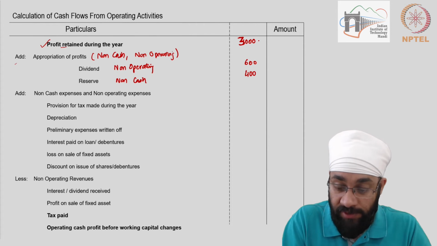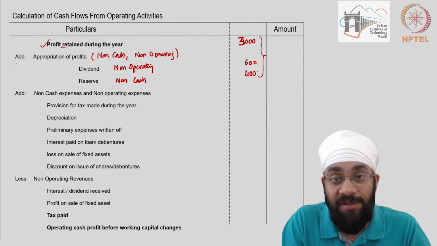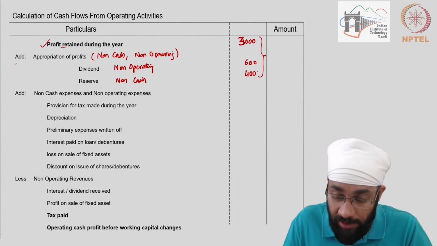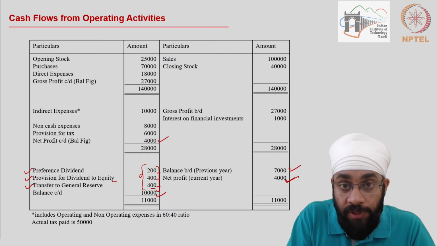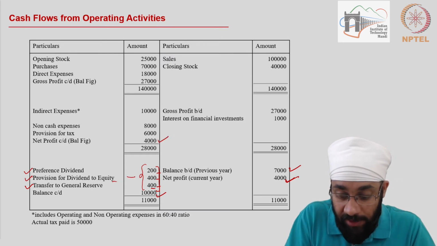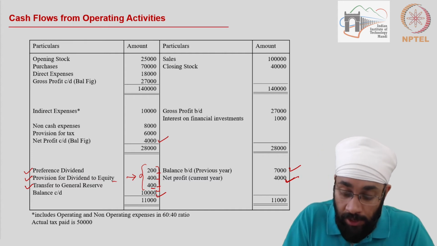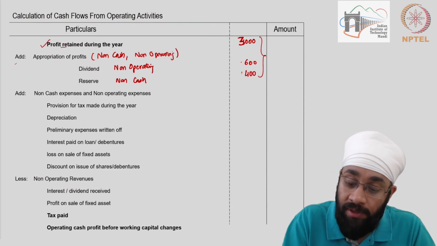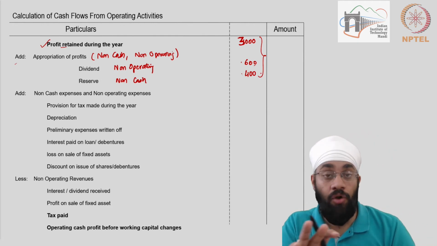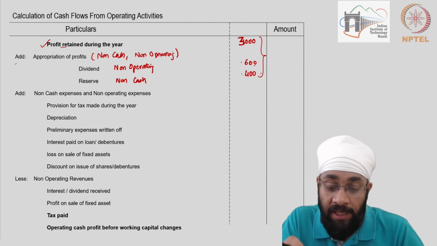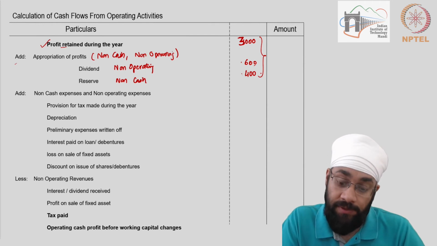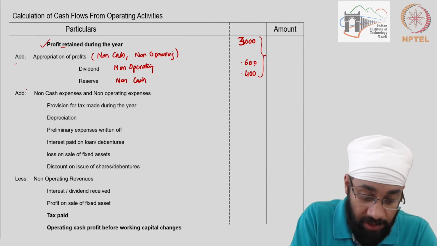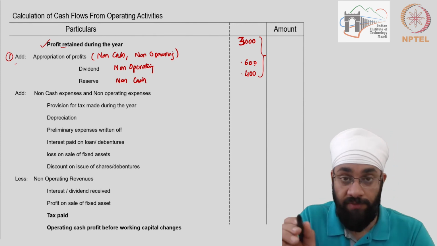So what do you get after this? You have 4,000. This is the amount of profit that you made during the year, correct? Out of the 4,000 you had appropriated 1,000. So we start with this 3,000 that finally was left with us, and then we add to it the two appropriations, 600 and 400, because these are not operating expenses and these are non-cash expenses. All right. Then you make adjustments. So this is the first section of adjustments.